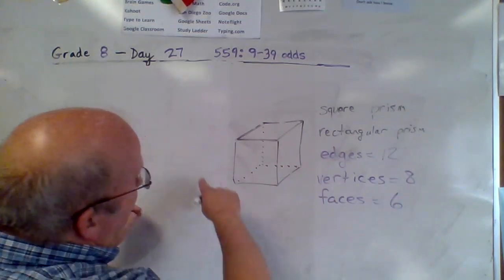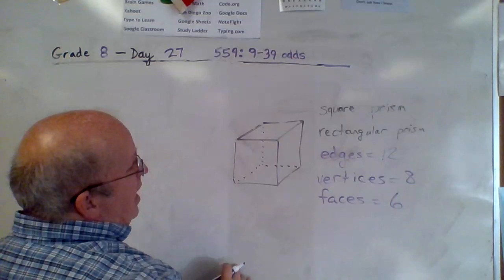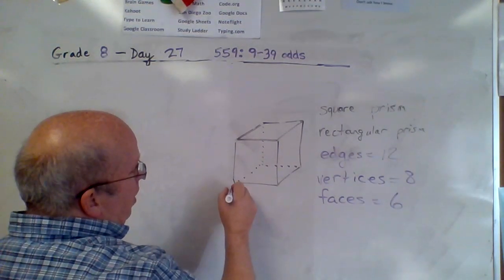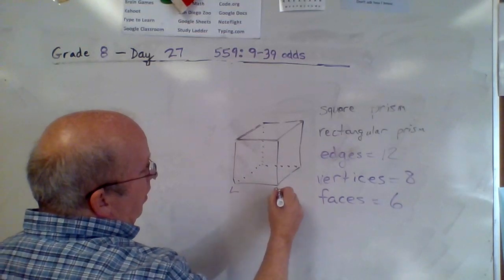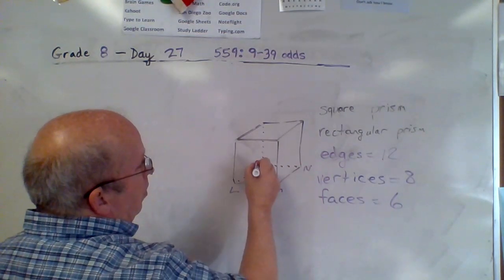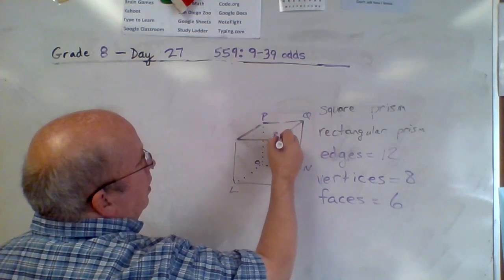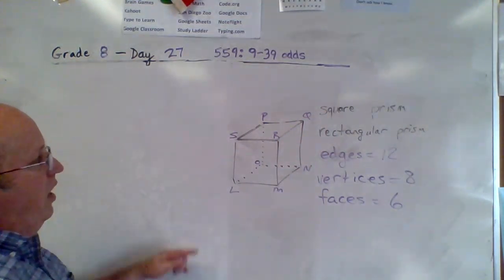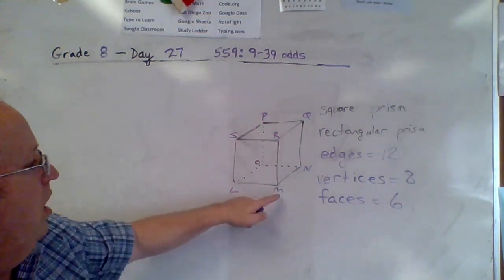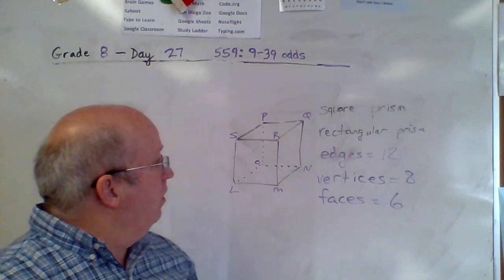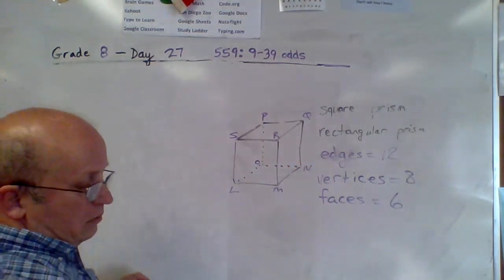Now, what if we were asked to identify the names of some of these concepts here? Well, in this particular case, it'd be kind of hard to do because I haven't given any names to any of the vertices. So let's do that. Let's call this L, M, N, O, P, Q, R, and S. I've given every single vertex a letter name, and now let's see if we can identify all of the edges.